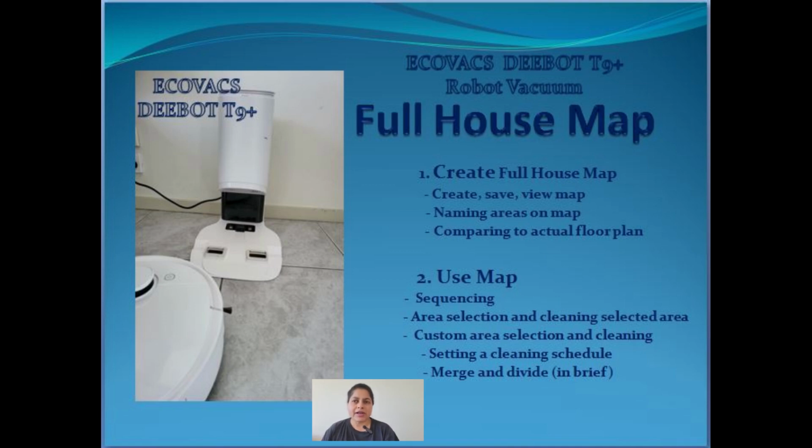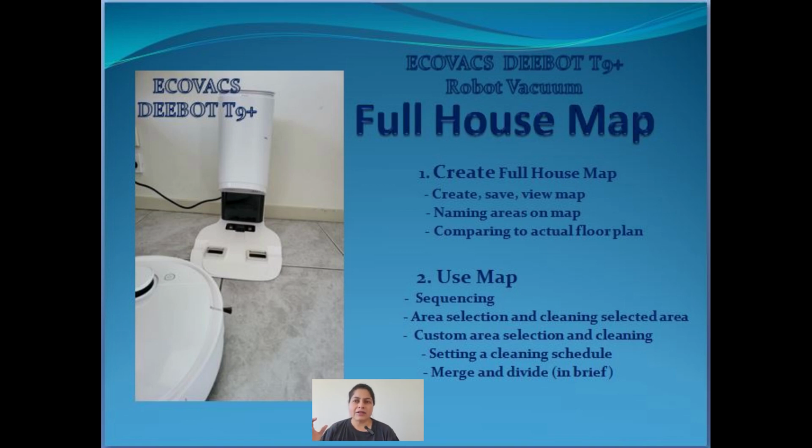In this tutorial, I will show you how to create a full house map and also to use that map so that in the map you can do things like sequencing the rooms if you want the robo vacuum to go in a particular sequence around your house, or to have a cleaning schedule for it to automatically start from its charging station and clean at particular times, or to custom clean certain areas. So for example, if you've just dropped something in some area, then you can ask the robo vacuum to go and clean that particular area.